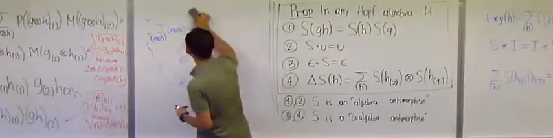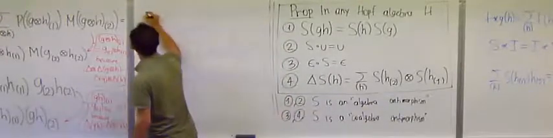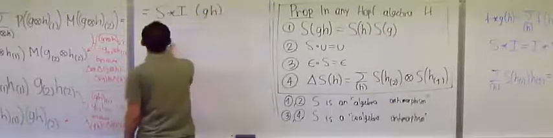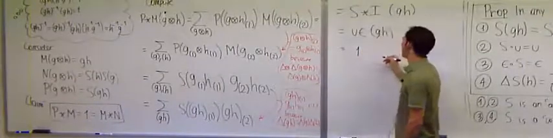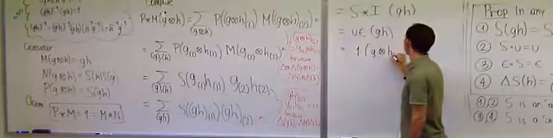Do you guys recognize this expression that I just wrote? So that is this expression, right? Actually, this is just the convolution product of S and the identity at GH. Just the convolution product S convolution I evaluated at GH. And that's good because that convolution product is just u epsilon of GH, which is just the map 1 evaluated at G tensor H.